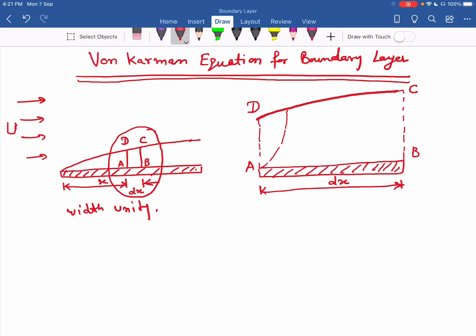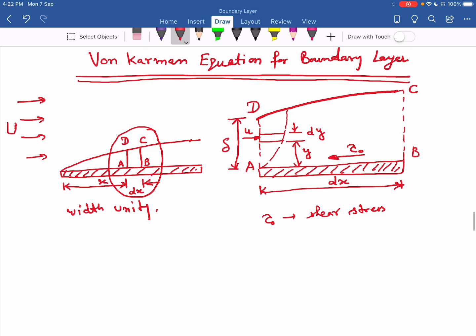Before that, there is delta, that is the boundary layer thickness. At distance y from the plate, I consider a small elementary strip again. At distance y, the thickness of that strip is dy. The layer of fluid passing through this elementary strip has velocity small u. Now let tau o be the shear stress acting on this plate. The direction of the stress is opposite to that of the flow direction. So this is the diagram we have.